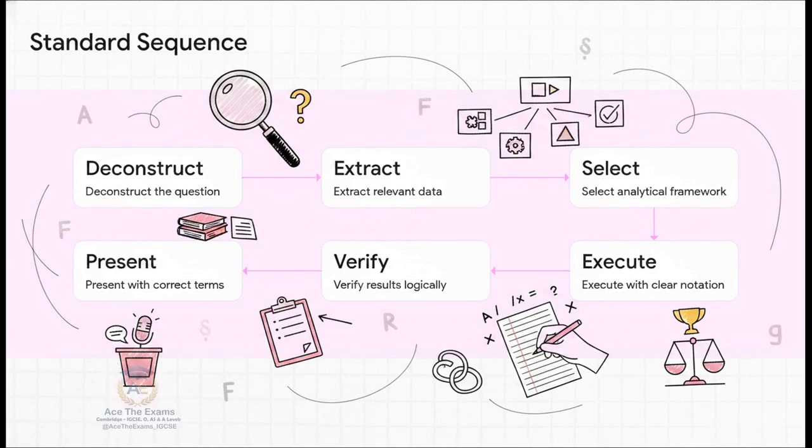Step 1. Deconstruct the question. What is it actually asking you to build? Step 2. Extract relevant data from the stimulus material. Go find your building materials. Step 3. Select your analytical framework. Step 4. Execute your analysis with clear, sharp notation. Step 5. Verify your results. Ask yourself, does this actually make sense logically? And finally, Step 6. Present your argument using the correct terminology.